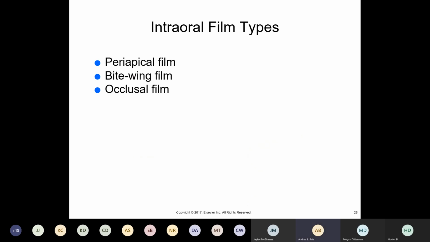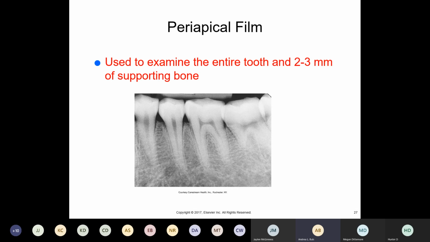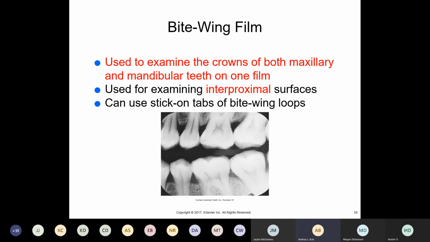Okay, we talked about this in lab. We've got periapical, bite wing, and occlusal. Periapical, like I stated, was used to examine the entire tooth and 2 to 3 millimeters of the supporting bone below the apex of the tooth. The bite wing, used to examine crowns of both maxillary and mandibular teeth all on one film. The main purpose is to examine those interproximal surfaces.